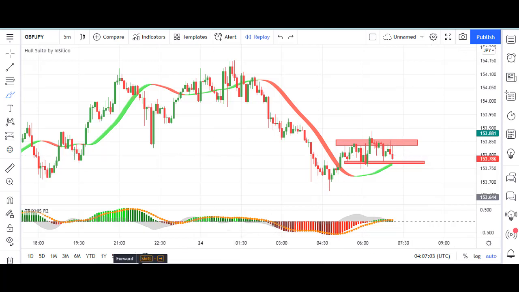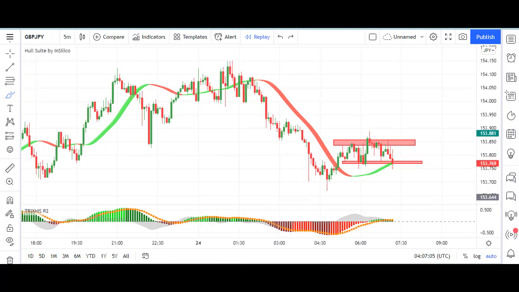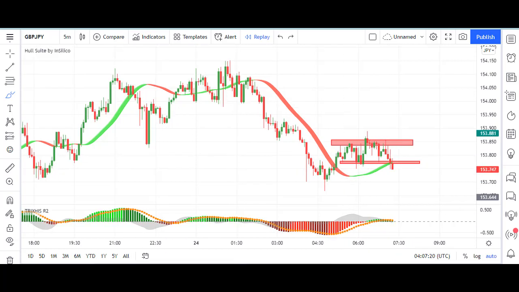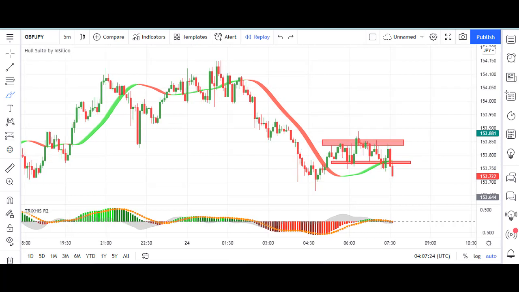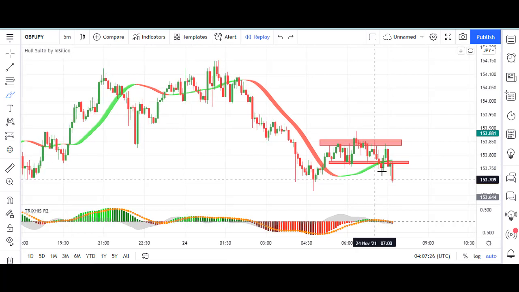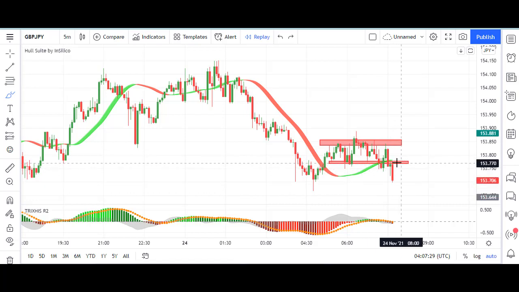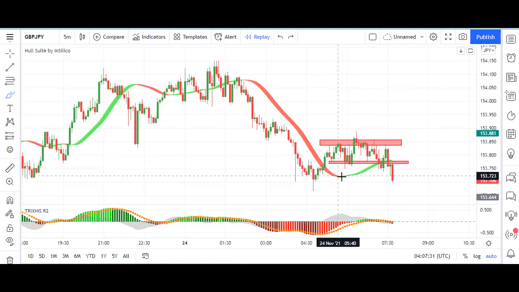Okay, now if the price breaks below the range low and retests, we do not sell because the Hoonswitch is green. Now you see the market breaks out below and the Hoonswitch is green, so we do not sell.